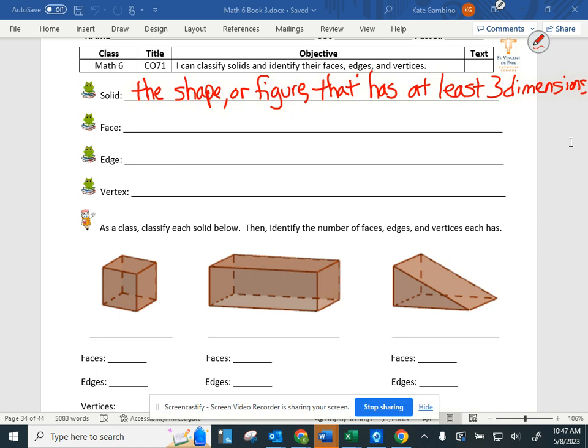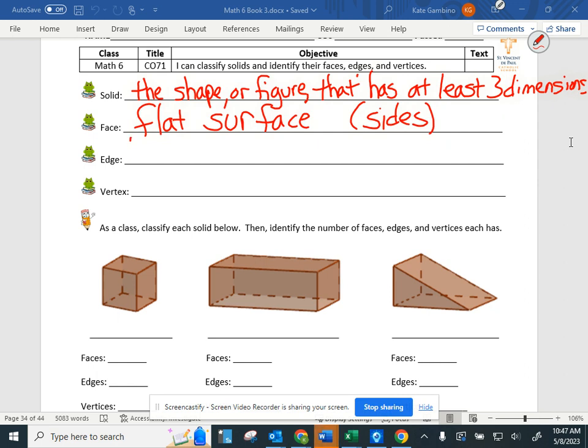So we have the face, which is the flat surface. So when we look at that solid figure, look for your flat surfaces, those sides. So the flat surface would be the sides of our figure, every single side. So if you think of the dice, that cube, every side, there are 6 sides to our dice. So there are 6 faces, each side of the dice.